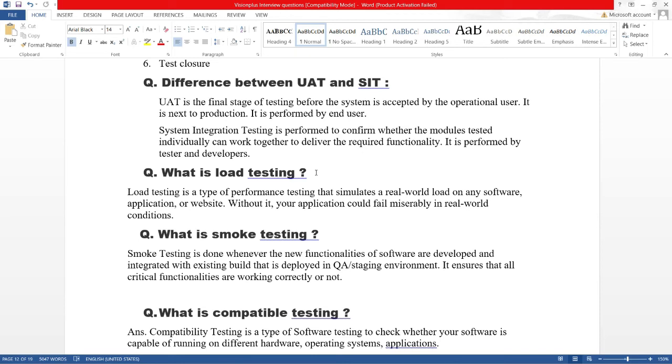Now, what is load testing? Load testing is a type of performance testing that simulates a real world load on any software application or website. Without it, your application could fail miserably in real world conditions. What is smoke testing? Smoke testing is done to check whether the new functionality of software developed and integrated with the existing build that is deployed in a QA staging environment. It ensures that all critical functionality is working correctly or not.